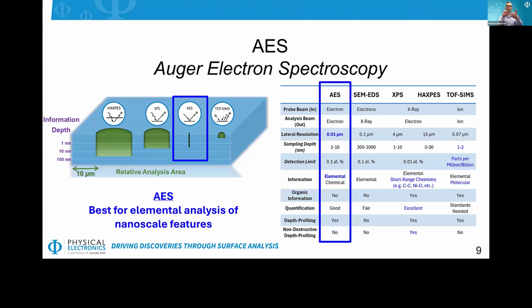I'll start with some background and some motivation for Auger electron spectroscopy, or AES. Scanning electron microscopy, or SEM, is a surface analysis technique capable of imaging the surface with a spatial resolution on the order of nanometers, something not possible with optical microscopy.